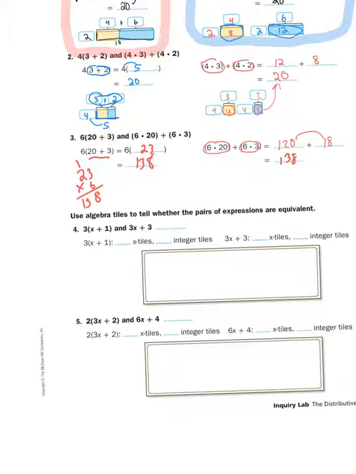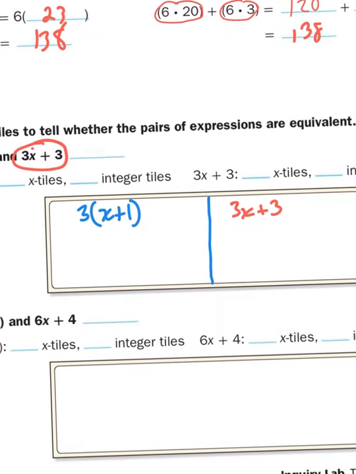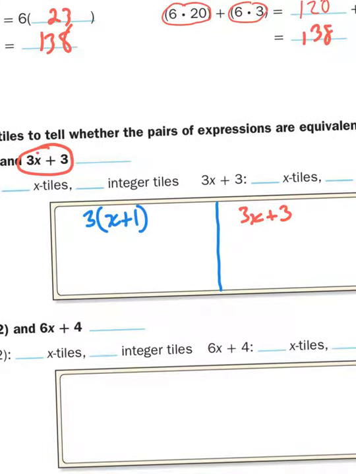Now, before we go to 4 and 5, we have to go back a page, the next page, and we're going to do one of these together. So this says in number 4 to use algebra tiles to tell whether the two pairs of expressions are equivalent. So here's what we're going to do. We're going to split this box in half. Do this one with me here. And we're going to start by writing this one on the left, 3 times x plus 1. And then we're going to write this one on the right, 3x plus 3.